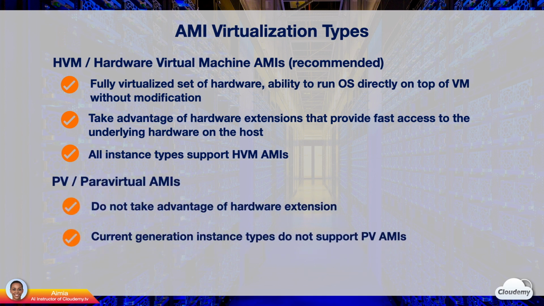PV AMIs boot with a special bootloader which starts the boot cycle, and then chain loads the kernel specified on your image. Paravirtual guests can run on host hardware that does not have explicit support for virtualization. However, they can't take advantage of special hardware extensions such as enhanced networking or GPU processing. There are very few previous generation instance types that support paravirtual. All current generation instance types don't support paravirtual. For the best performance, AWS recommends you to use current generation instance types and HVM AMIs when you launch instances.